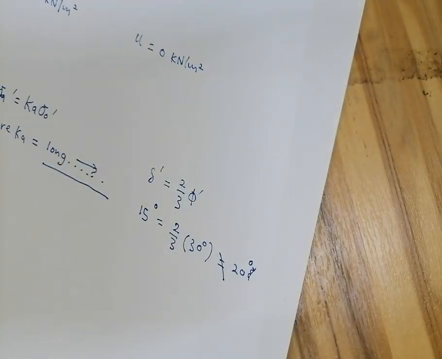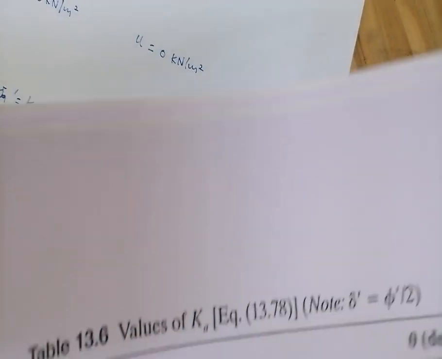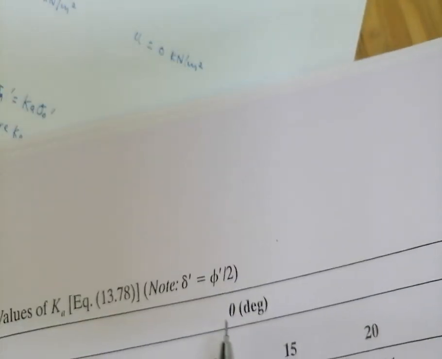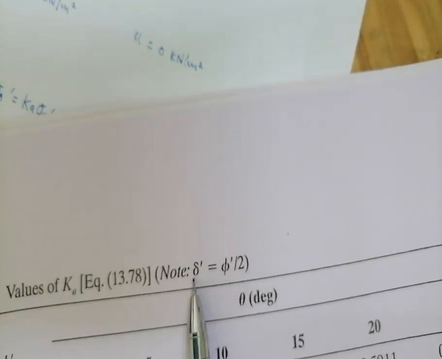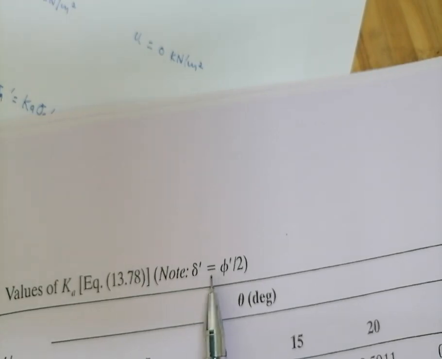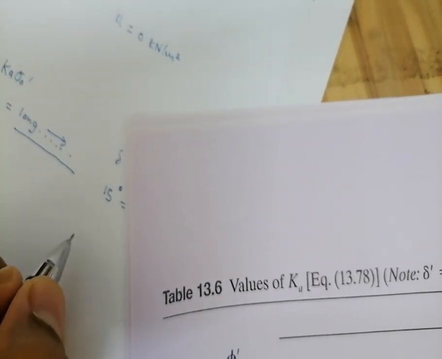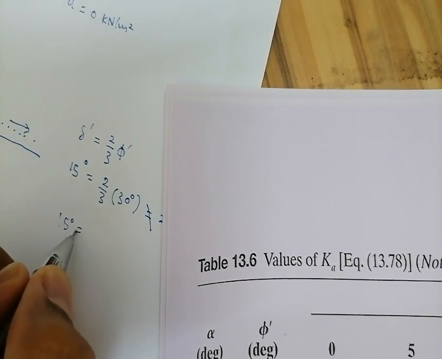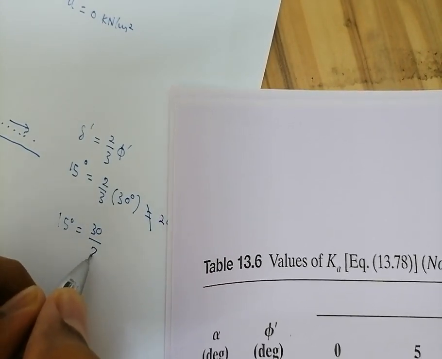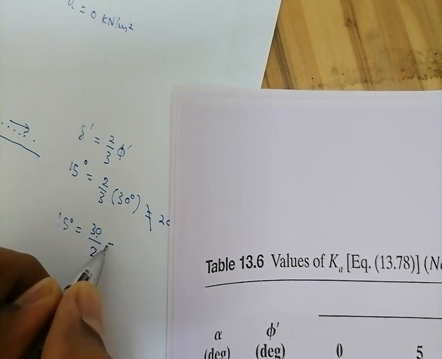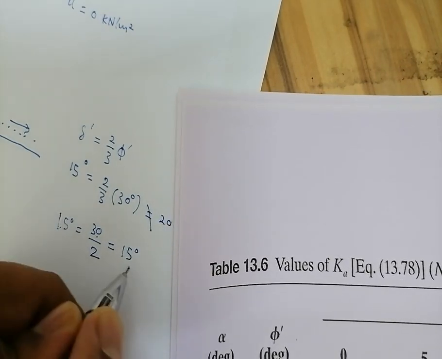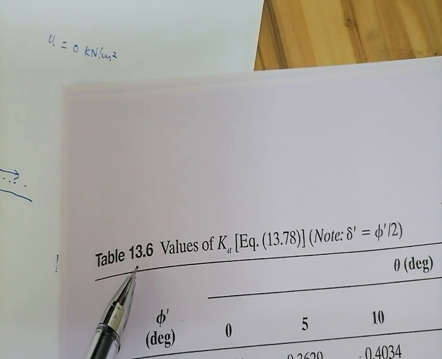All right. So obviously, we can use table 13.6, right? But just to check, let's do the note again. The wall friction angle equals the soil friction angle divided by 2. What is our wall friction angle? It is 15 degrees, equals 30 divided by 2, where 30 is the soil friction angle. This equals 15 degrees. So the same, isn't it? 15, 15. So we can use table 13.6.